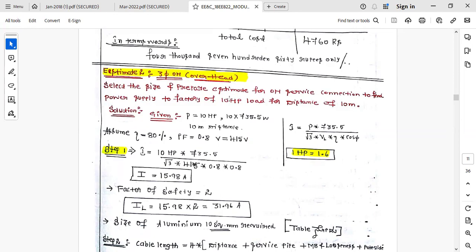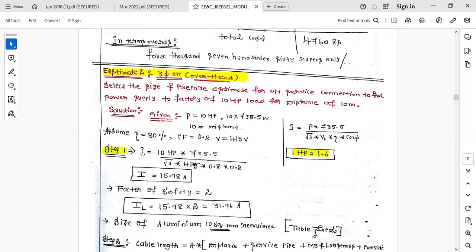Another one is here they mention a 10 HP motor. A 10 HP motor obviously works on three phase supply. Okay. Load 10 HP load for a distance of 10 meter. What is the 10 meter? 10 meter is the distance between the service pole and this supporting pole. Okay. Next, let's dive into the solution.